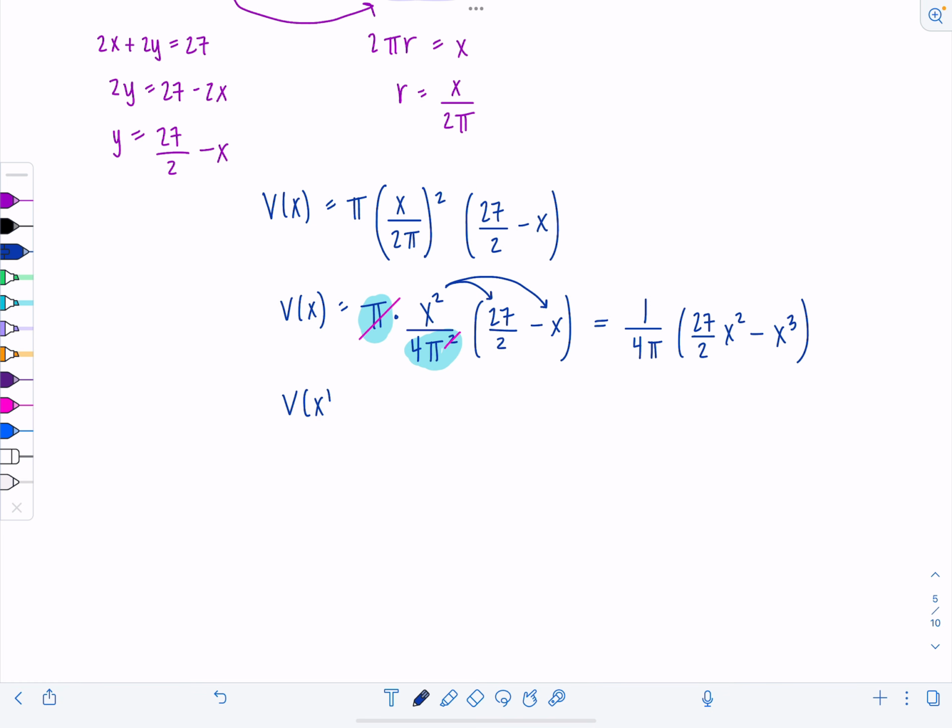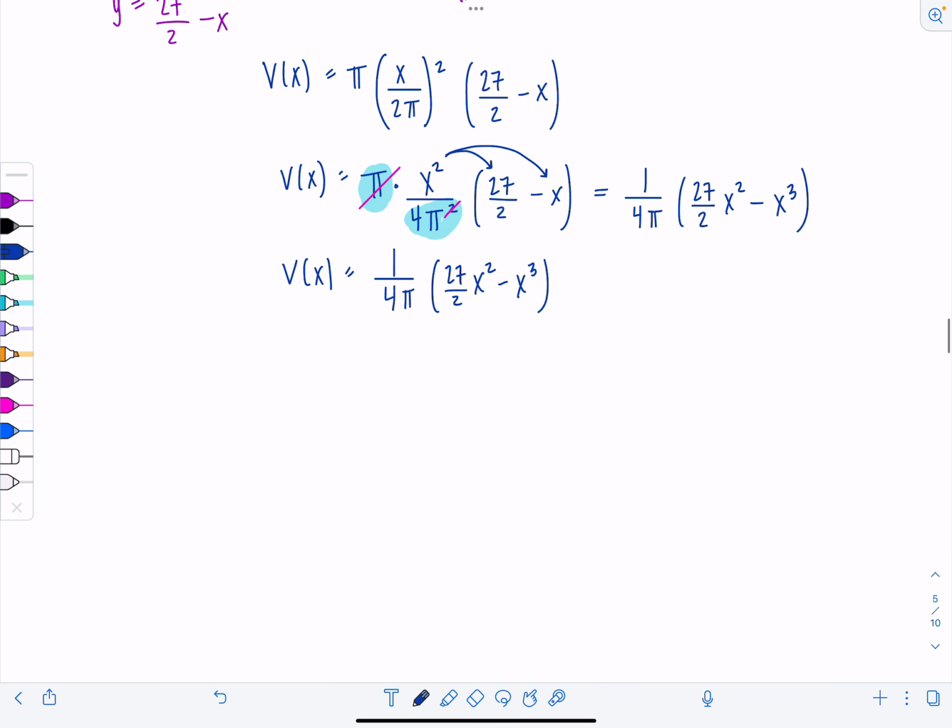So now we're going to take the derivative. Let's rewrite v of x one more time so you can see clearly: 1 over 4 pi times 27 over 2 x squared minus x cubed. Okay, derivative time. V prime of x. No, you're not doing the product rule. If you just have a constant, see how there's no variables here, times a function, the constant just comes along for the ride. Just leave it there.